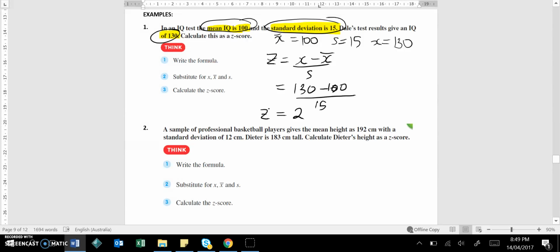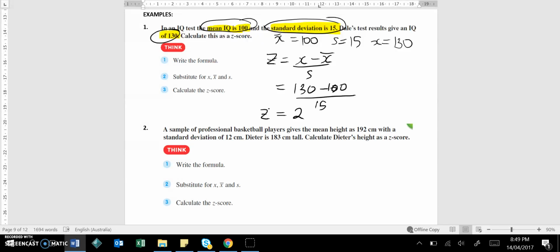Just remember from last lesson we were learning about the normal distribution. Basically z-scores between 2 and minus 2 lie within 95% of the normal distribution curve. So you just need to make sure you're thinking about those things and connecting them together.